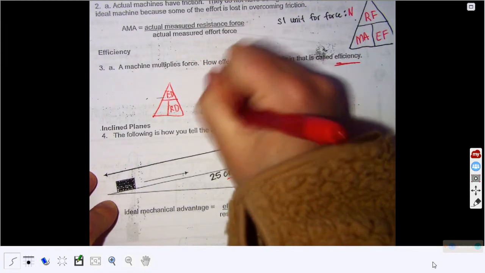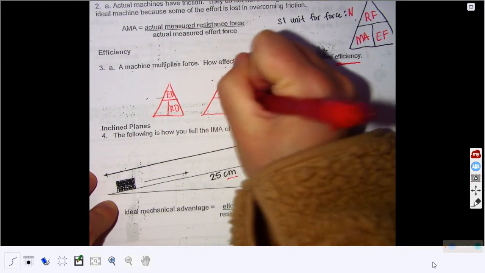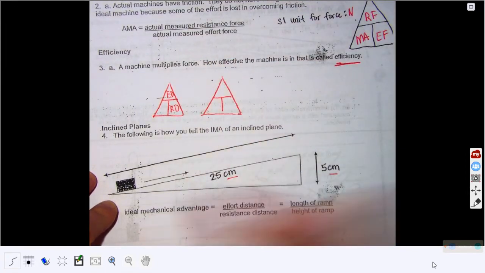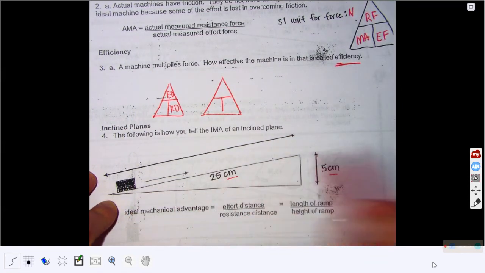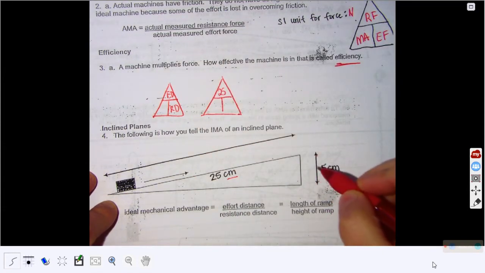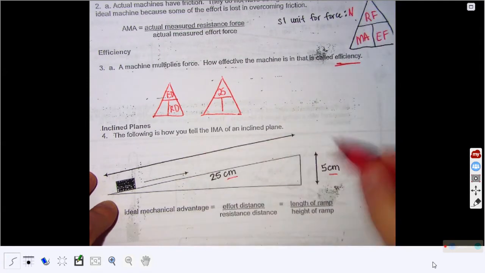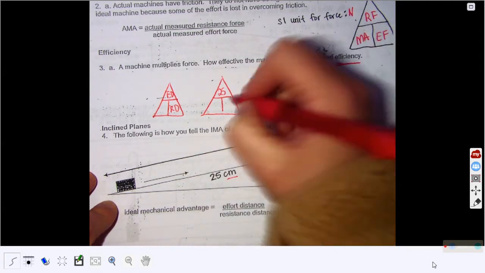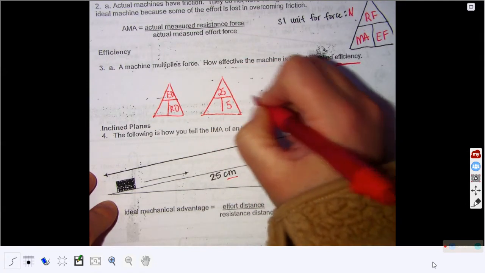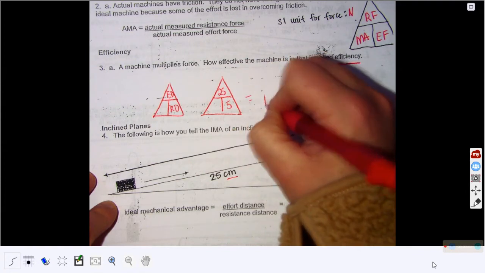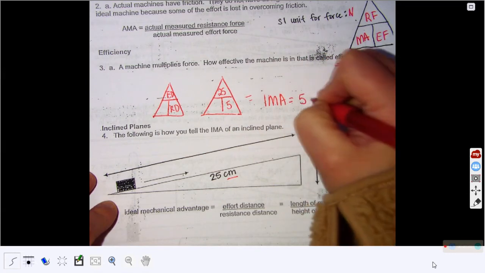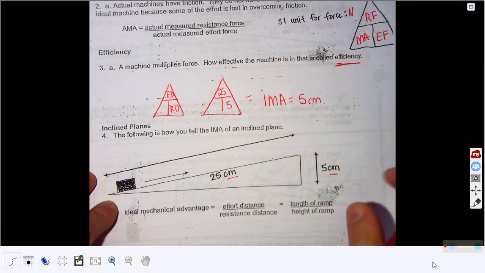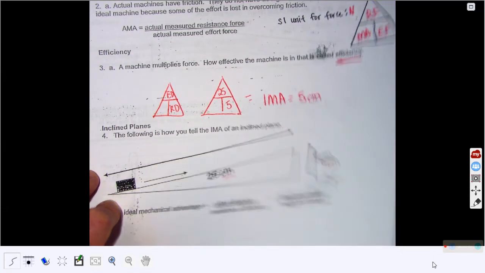Okay, so let's decide which one our effort distance is and which one our resistance distance is. So this is our resistance. Our effort, we are having to pull it up 25 centimeters. So 25 would go on top, and then 5 is our resistance. That's how much is resisting us. When you're pulling something up, that height right there is what's resisting your motion. So 25 divided by 5 equals 5, the ideal mechanical advantage. Okay? So let's flip over to the back.